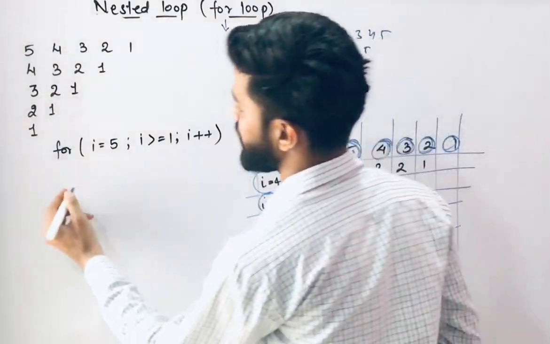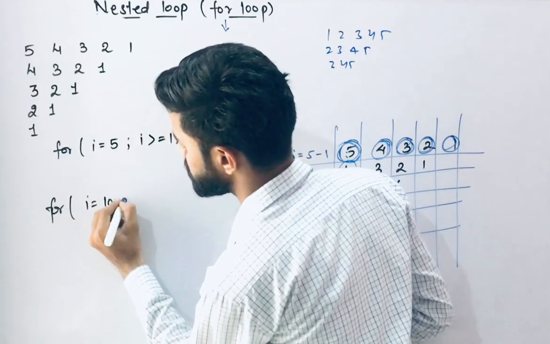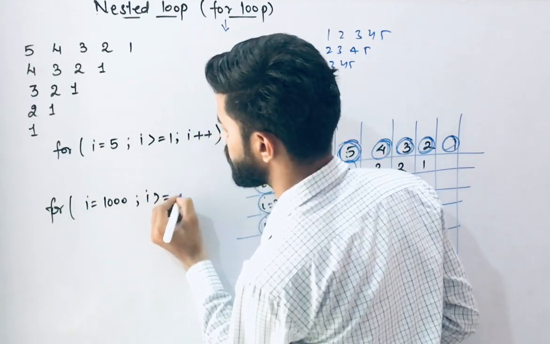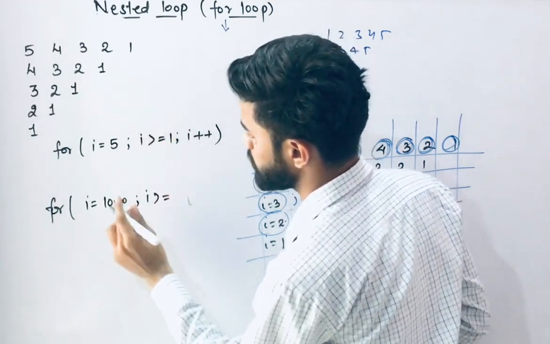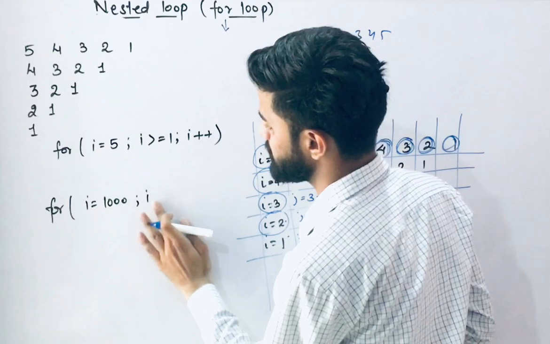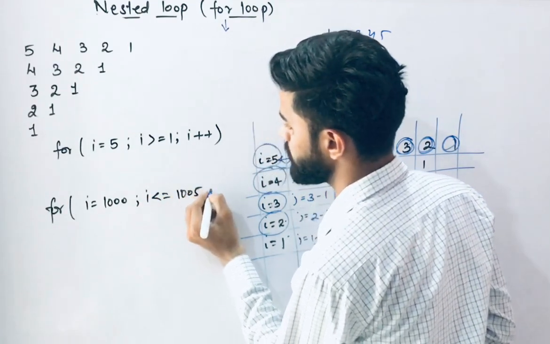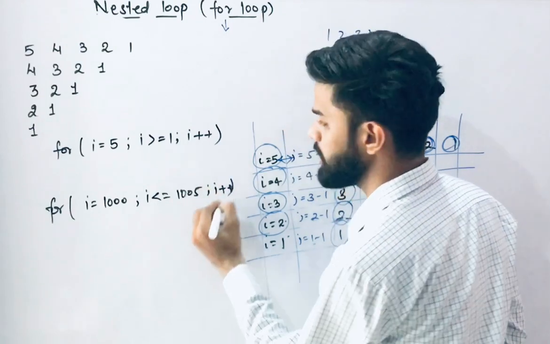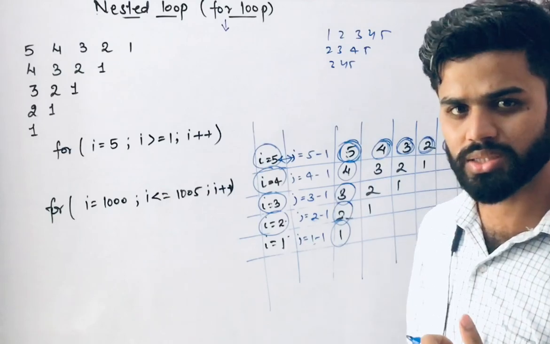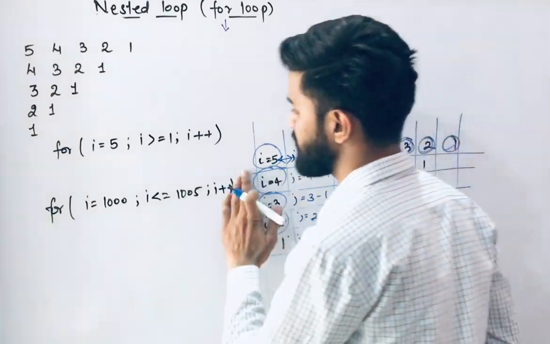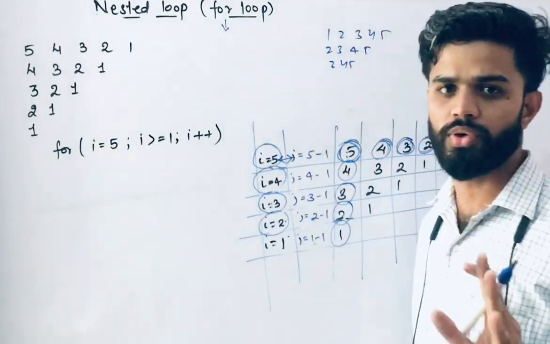If we want, then we can write it this way: for I equal to 1000, I is less than or equal to 1005, and then I plus plus. We can also run our outer loop in this way if we want. So according to our needs, we can change the values of I, but we only want to run our outer loop 5 times.